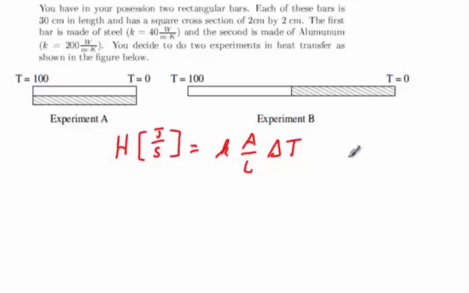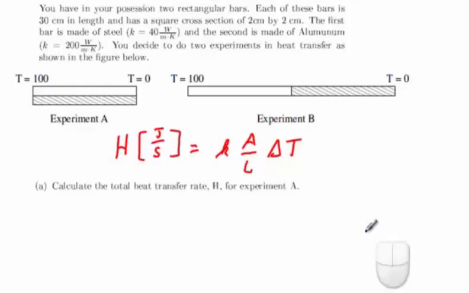Looking closely at these two figures, what we recognize is something that may be familiar to people who have studied electrical circuits. In experiment A, heat flows in parallel, both through the steel and the aluminum bar, and in experiment B, the heat flows in series.